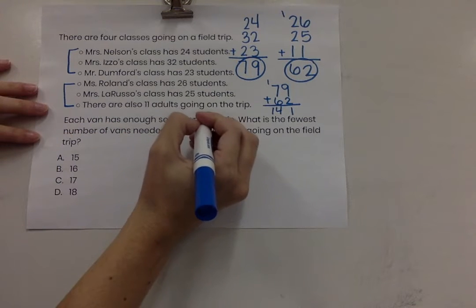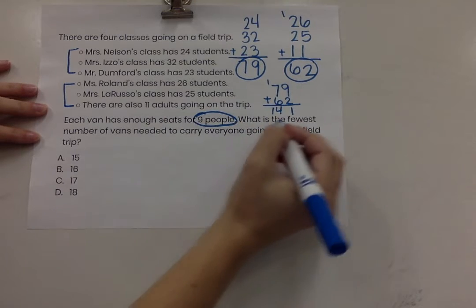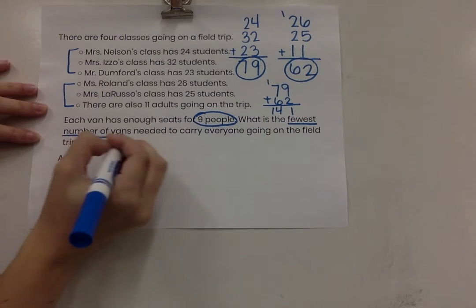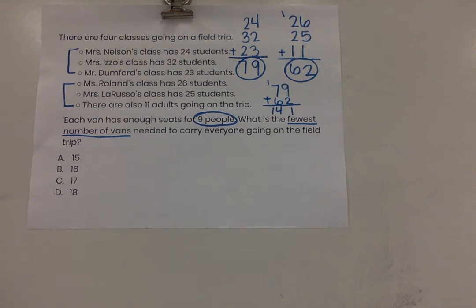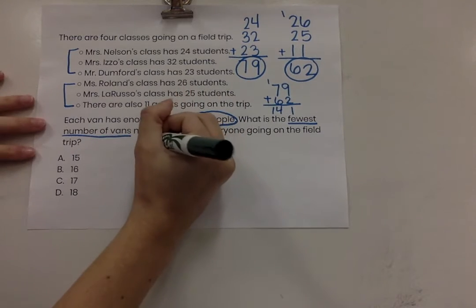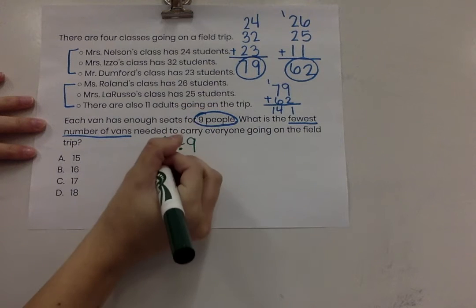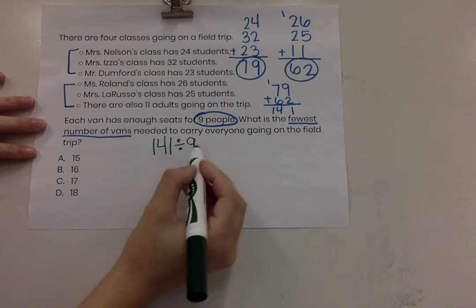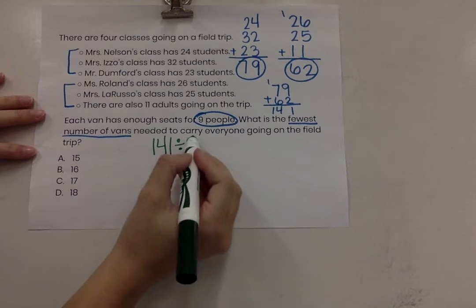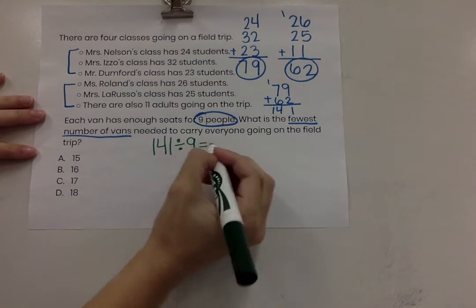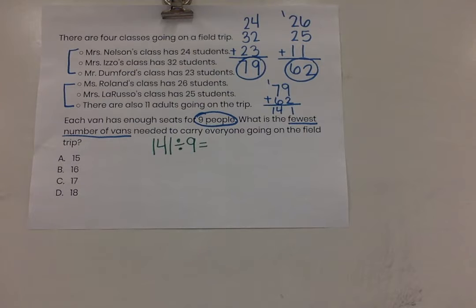Each van has enough seats for 9 people, and we want to know what is the fewest number of vans needed to carry everyone going on the field trip. To figure this out, we need to divide. We have 141 divided by 9. There are 141 people. We need to get them onto vans, and each van seats 9 people. So we're trying to figure out how many vans we need.